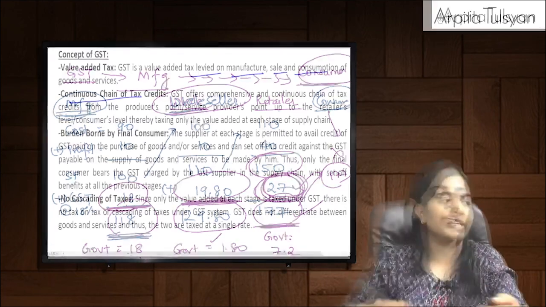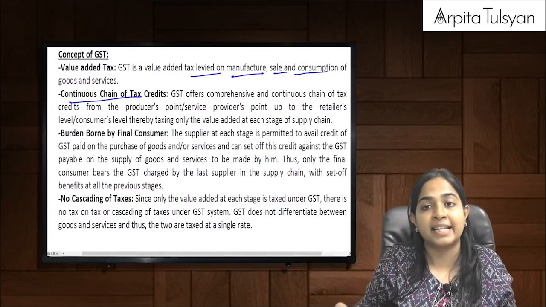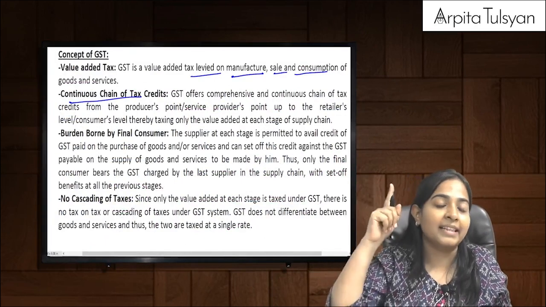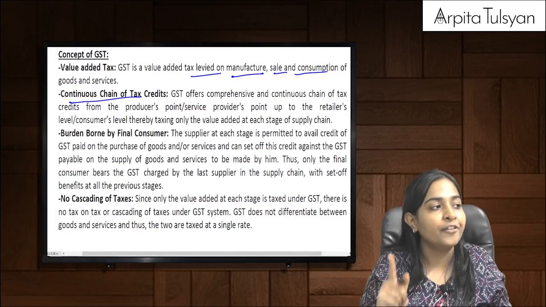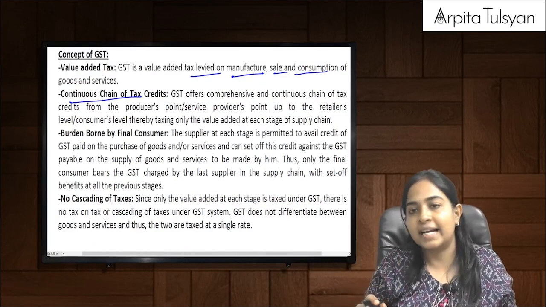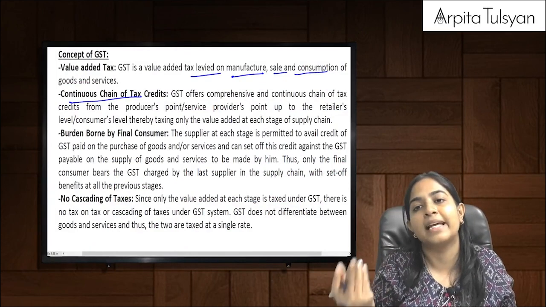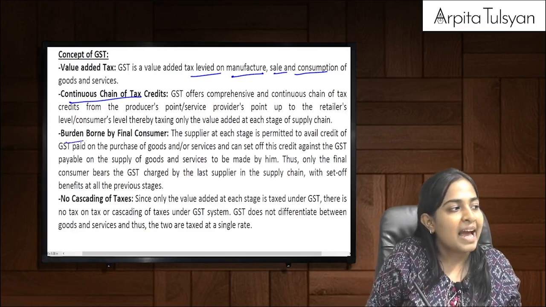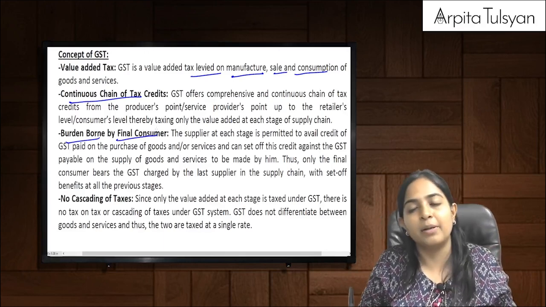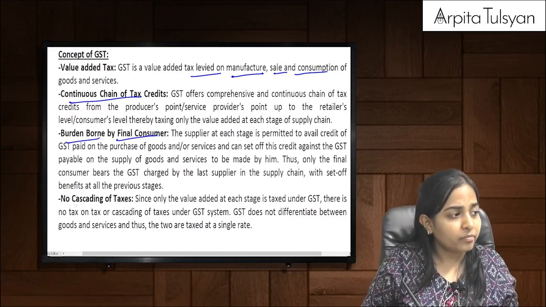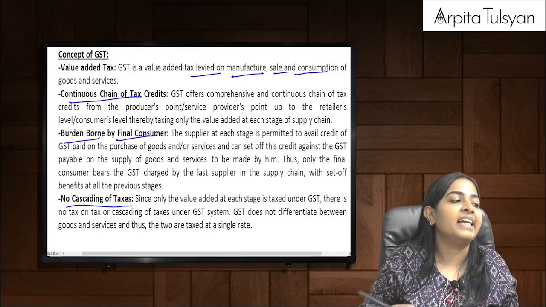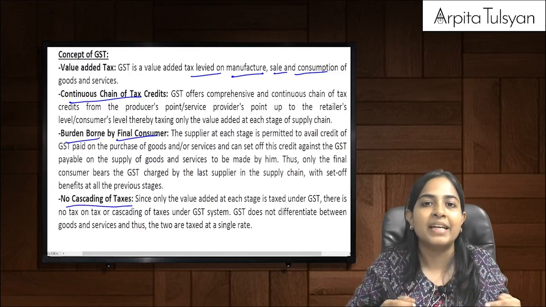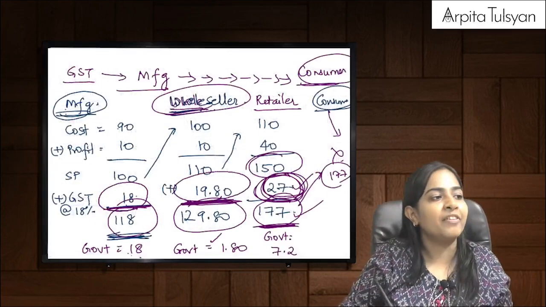Are you clear with this? So there is going to be a continuous chain of tax credit. And this chain will be till when? This chain will be till the level of the consumer. Because at the final level, the consumer is not going to sell it to anyone else. He is going to self-use it. So the chain is going to break, and the final burden will be on the consumer. And there is no cascading effect of taxes. There is no overlapping effect of taxes. Did you see, everyone here?